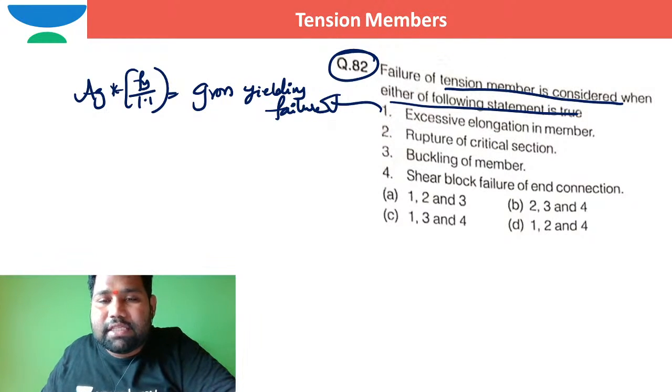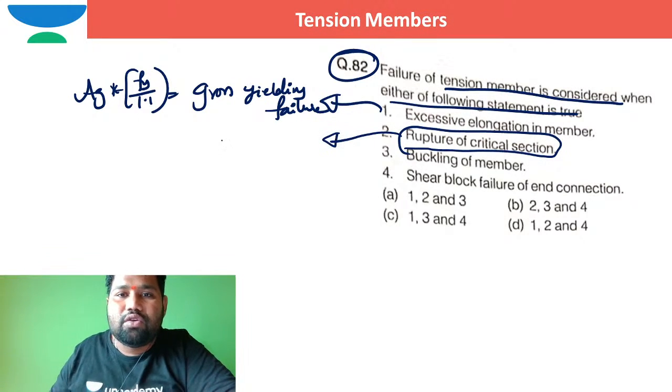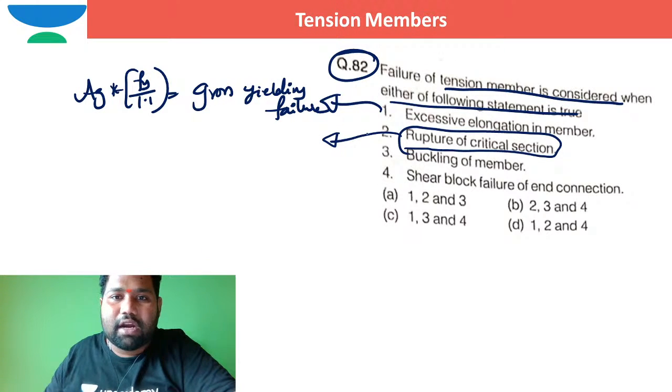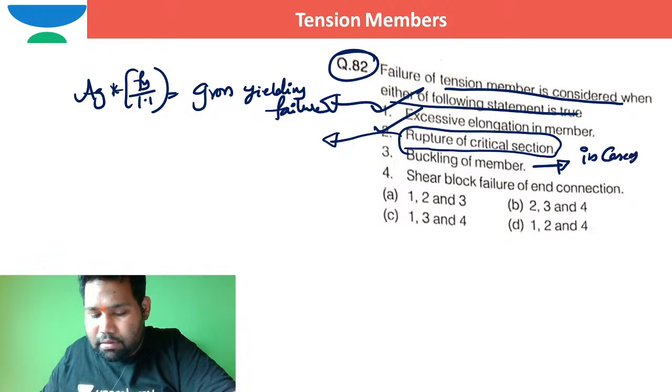Next, rupture strength of the critical section. How can we work out the rupture strength? Rupture strength is equal to design rupture stress multiplied by net area. That is nothing but rupture strength. And the third one is buckling of member. In case of tension members, the first one is correct, the second one is correct. Buckling of member will happen in case of compression members.